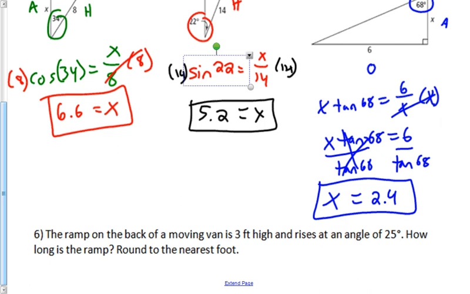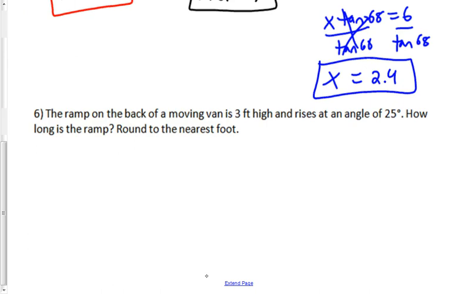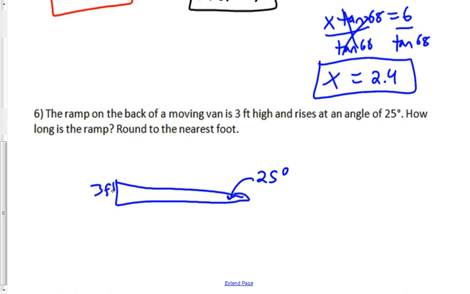Now this one says the ramp on the back of a moving van is 3 feet high and rises at an angle of 25 degrees. How long is the ramp? So again, this would be the same idea, just drawing a picture for it. If you have the ramp on the back of a truck, let's just make this our triangle. And it rises at an angle of 25 degrees, so this is 25 degrees, and it's 3 feet high. We're trying to find how long the ramp is. I'm just assuming it is this spot. So we would just be using sine, cosine, or tangent to find that one. For the sake of time, I'm going to move on.